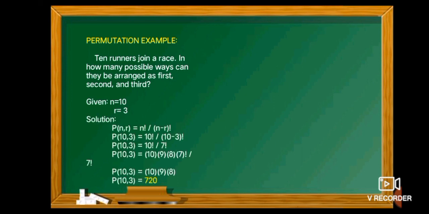So here is the solution. The formula is P(n, r) equals n factorial over (n minus r) factorial. Let's substitute. P(10, 3) equals 10 factorial over (10 minus 3) factorial. So let's solve it. 10 minus 3 is equal to 7 factorial.